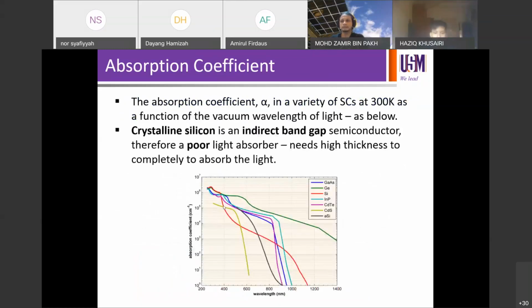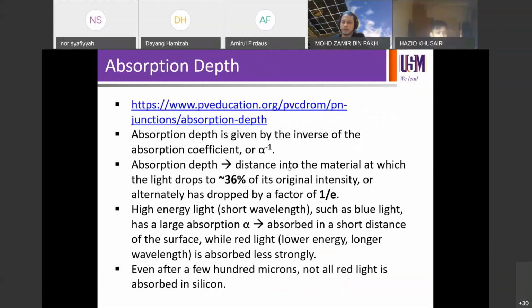So if the semiconductor material's alpha is high, most of the light will be absorbed near the surface. That means to be able to absorb most of the incident light, UV plus visible plus IR, a high alpha semiconductor material only needs about a couple of microns to completely absorb the incident light, because it has high alpha, and therefore most of the incident light will be absorbed by a very thin layer of that particular semiconductor material.